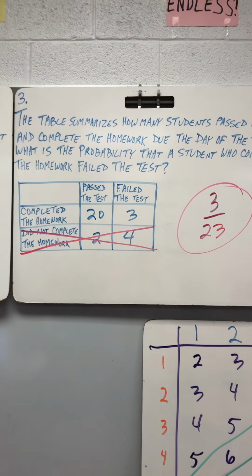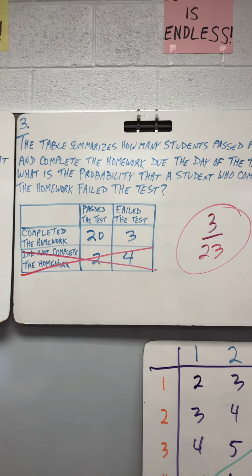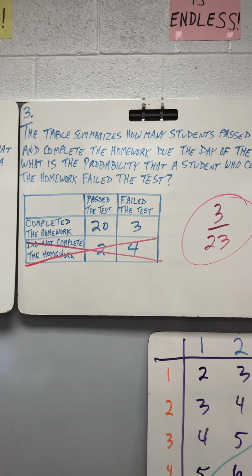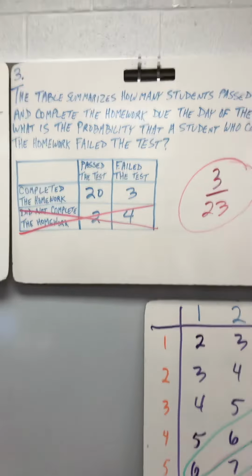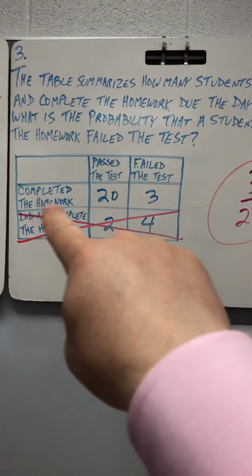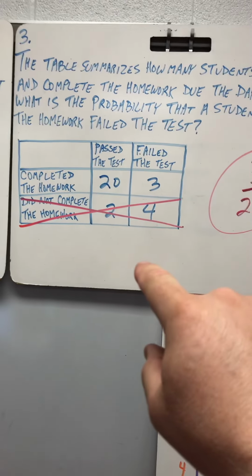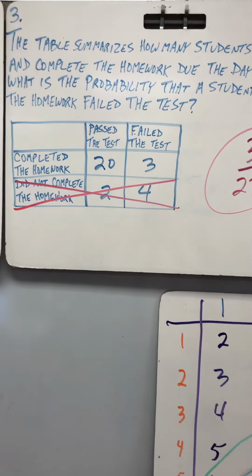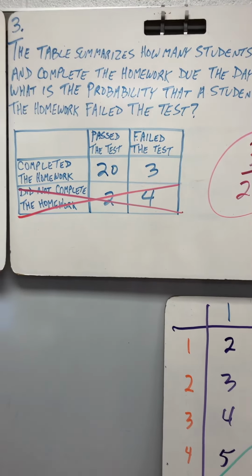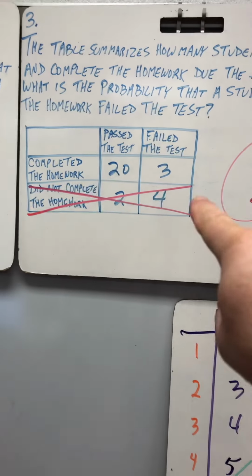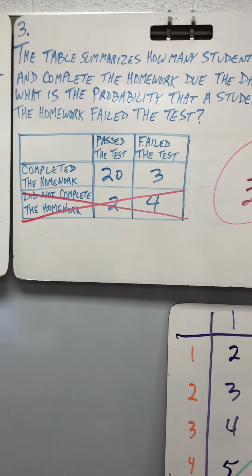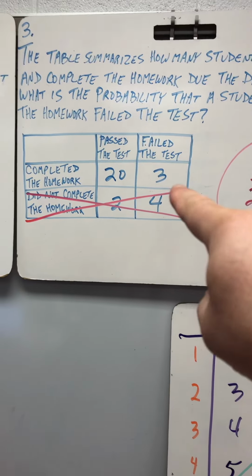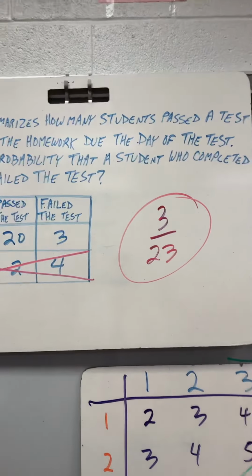What is the probability that a student who completed the homework failed the test? So we're only talking about the ones who completed the homework. That's here. Are we worried about the ones who did not complete the homework? No, forget about that section. The ones who completed it, how many are there? 23. How many failed the test? 3 out of 23.